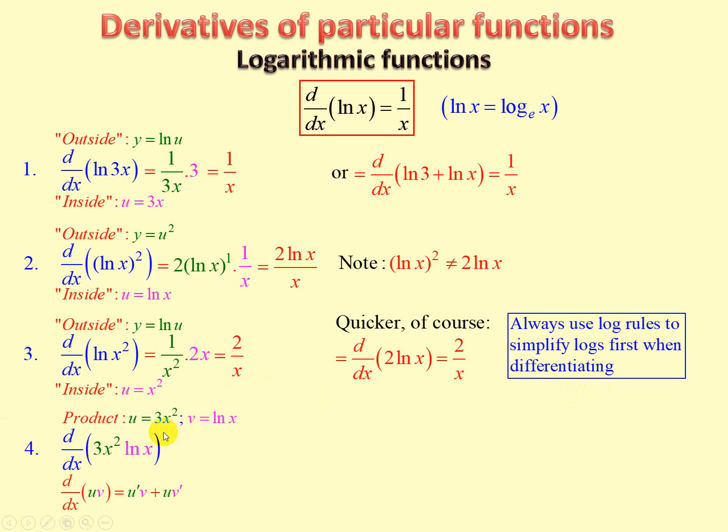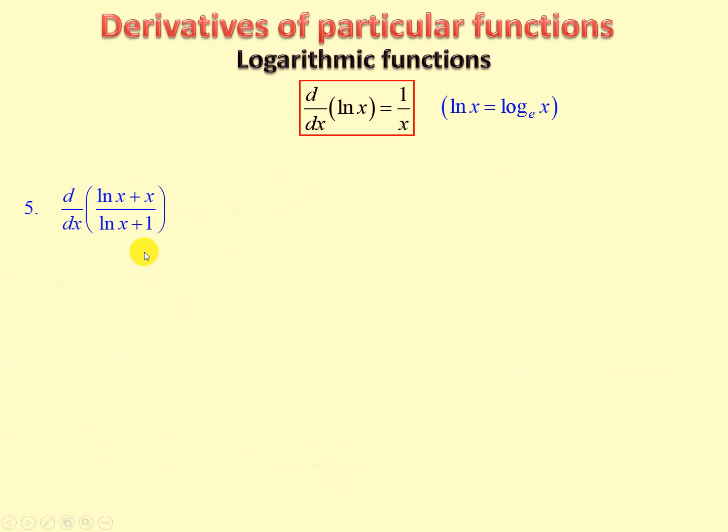Product: u equals 3x squared, v equals ln x. So it's u prime v plus uv prime. And so that becomes 6x ln x plus, and then that stays the same, the derivative of ln x, 1 over x. And that's the answer. This one, we could have done that as well. No, we couldn't have done it. Sorry, I'm talking nonsense. That's the only way to do it.